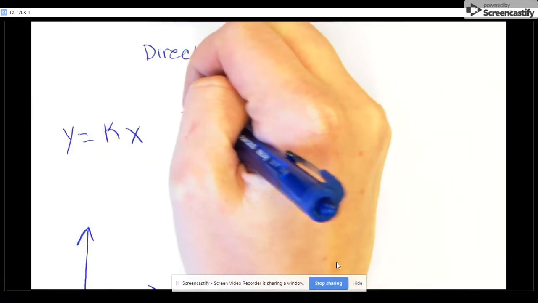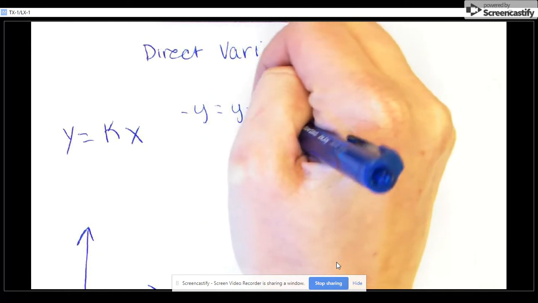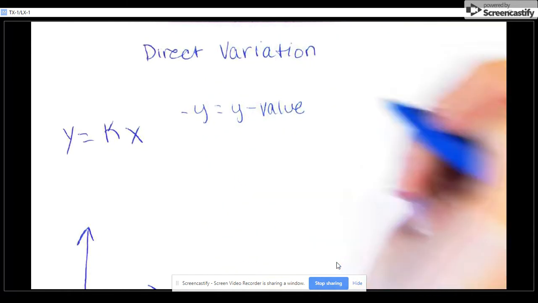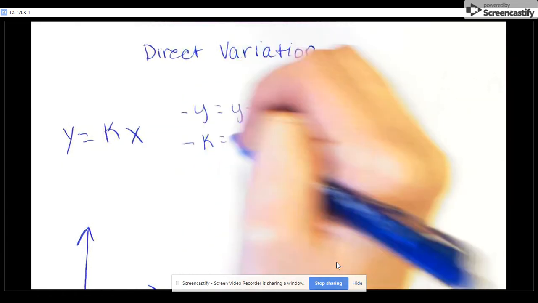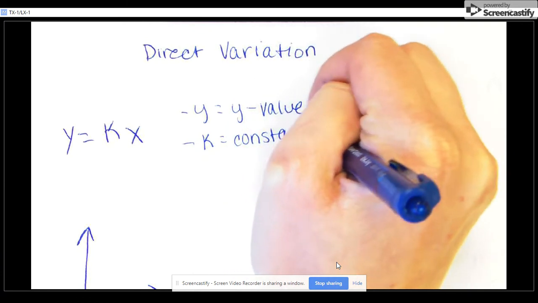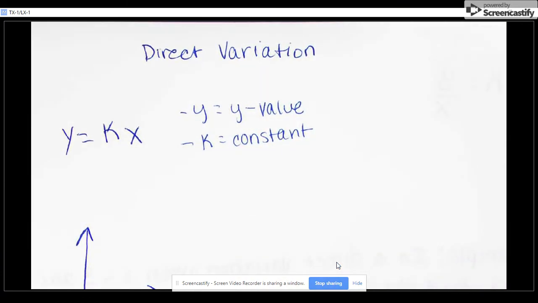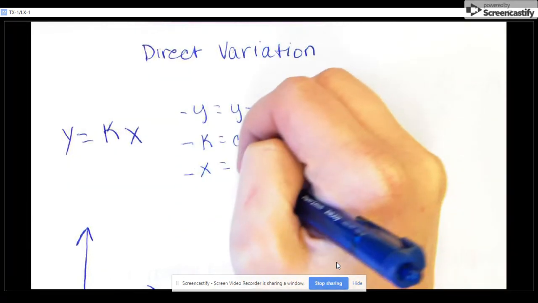The y represents a y value. The k represents constant. Yes, I know constant starts with a C and they have a K there. I don't know why they didn't just put C. And the x is for an x value.